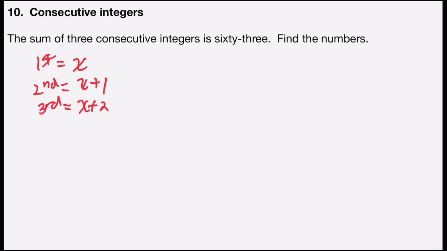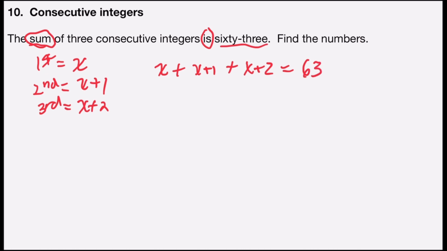Now I'm going to write my equation. I want to find the sum of these. So the first integer is x, plus the second integer is x plus 1, plus the third integer is x plus 2. Here's my word "is" for my equal sign, and that has to total to 63. Now I'm going to solve my equation. I'll simplify the left side. x plus x is 3x plus 3 equals 63.